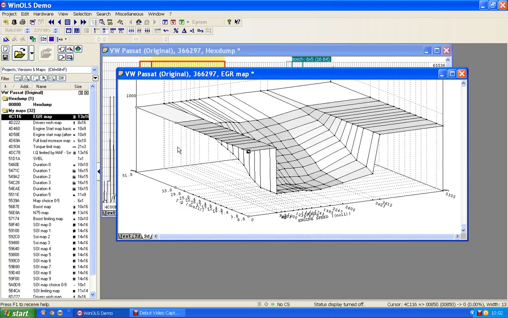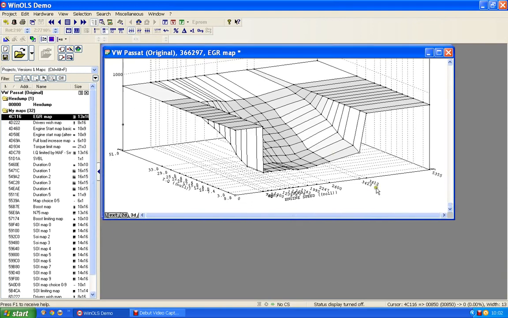So I'll double click on that to open it up, and it's opened up in 3D view, and I want it to be quite big, so I'll just move that up there, and that's a nice size to look at the map because I want to look at what's going on.